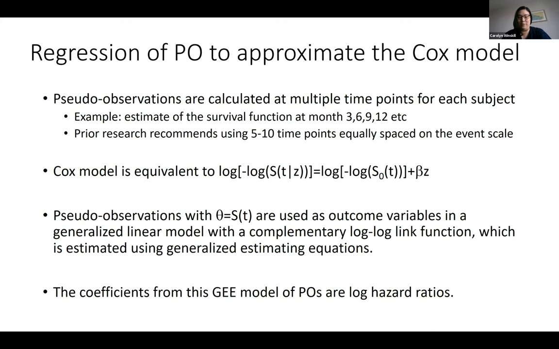And I apologize in advance if I'm going through the material very fast. So for pseudo observations and survival data, you can calculate them at multiple time points. So you can estimate what someone's contribution is to the survival function at different time points. Prior research recommends that you use 5 to 10 time points that are equally spaced on the event scale. By using the survival function as your theta to calculate the pseudo observations, they can be used as outcome variables and analyzed in a generalized linear model using generalized estimating equations to approximate the Cox model as you see here. And the coefficients from this GEE model of pseudo observations are equivalent to log hazard ratios.